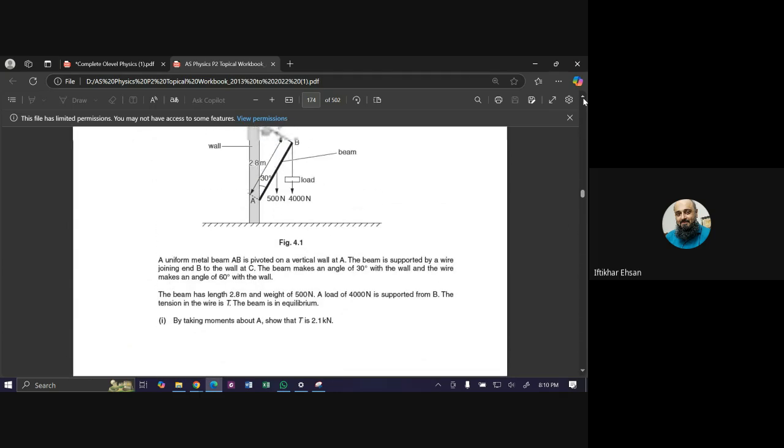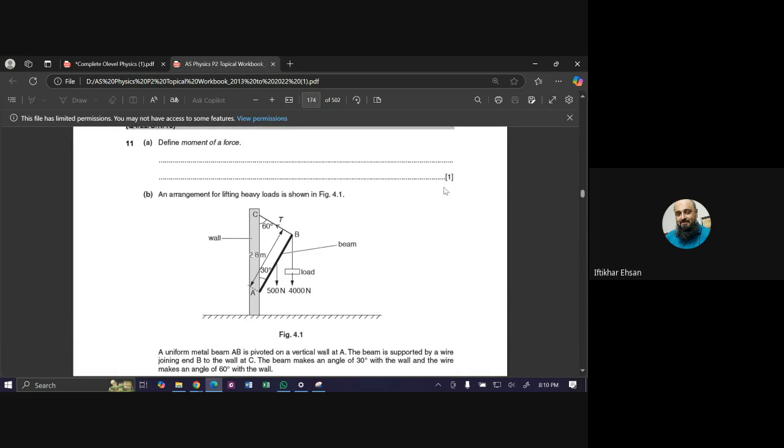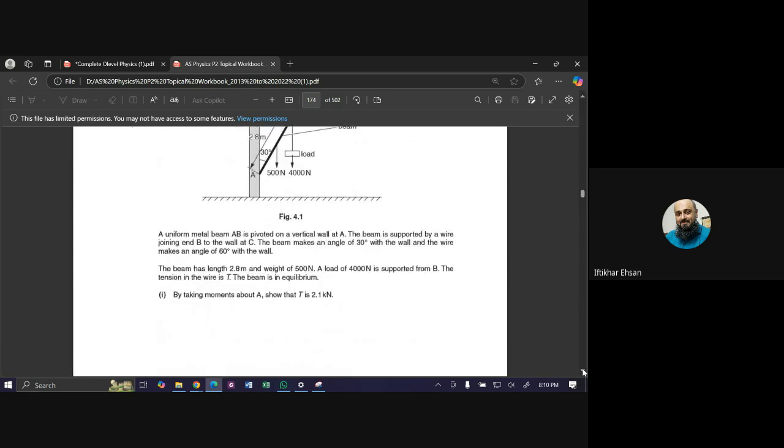It looks a bit rushy. Lots of forces. Let's try. Moment is, don't say turning effect of force. It is the product of force and the perpendicular distance between the pivot and the line of force. And a uniform metal beam is pivoted. Okay, everything is stated and shown in the diagram as well.